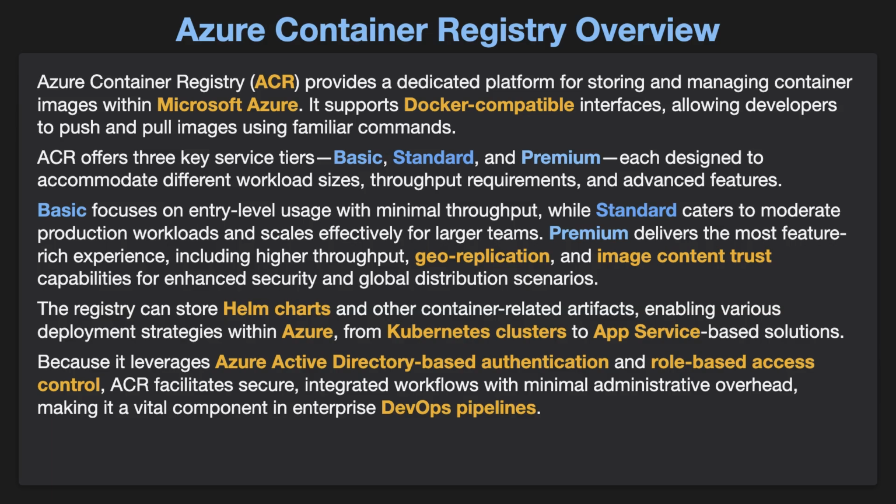The registry can store Helm charts and other container-related artifacts, enabling various deployment strategies within Azure, from Kubernetes clusters to app service-based solutions. Because it leverages Azure Active Directory-based authentication and role-based access control, ACR facilitates secure, integrated workflows with minimal administrative overhead, making it a vital component in enterprise DevOps pipelines.